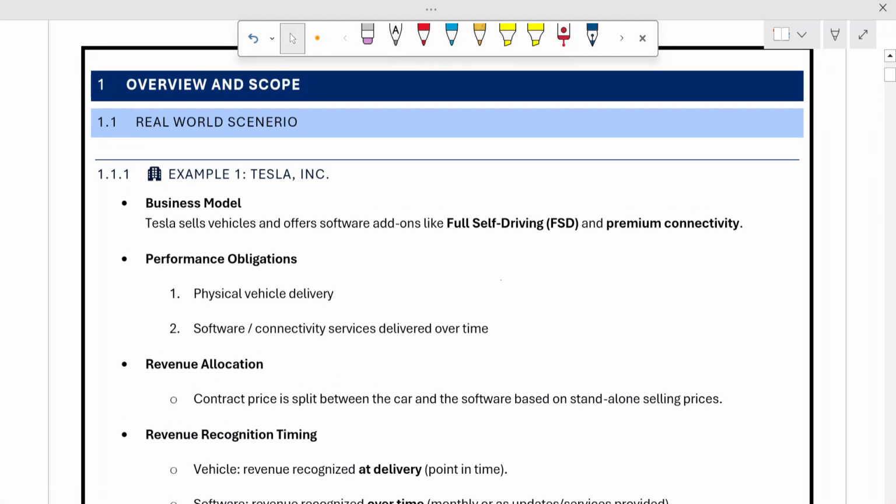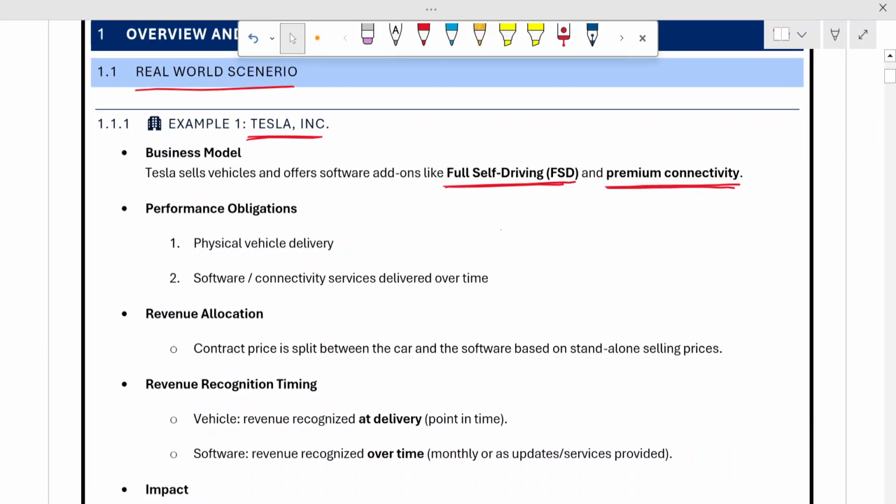Okay, so now let's try to understand revenue recognition, and for that let's go through one real-world example. There is a company called Tesla Incorporation. Tesla is in the business of selling full self-driving cars, and along with that they provide software to customers as well. The performance obligation is that Tesla has to do two things. Firstly, they need to physically deliver the car, and second, they need to provide the software which helps to run the car as well.